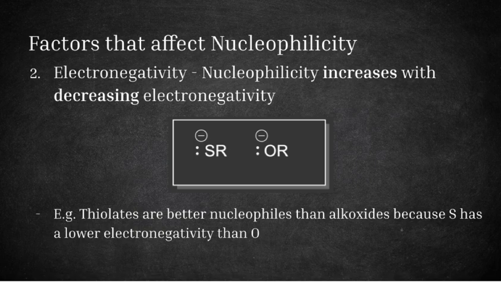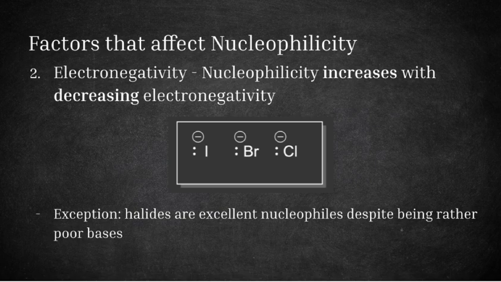better nucleophiles. An exception to this trend is the halide ions such as iodide, bromide, and chloride, which are excellent nucleophiles despite being rather poor bases. Their low basicity makes them less likely to abstract a proton, but they remain effective at attacking electrophilic carbon atoms in substitution reactions.